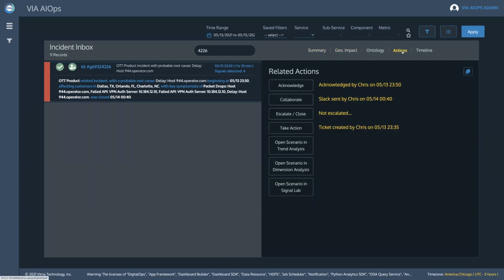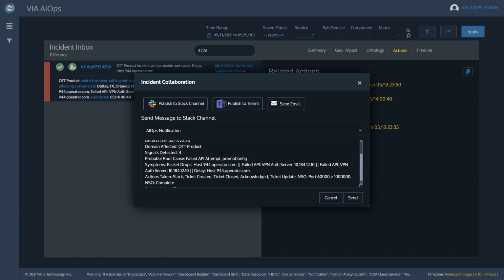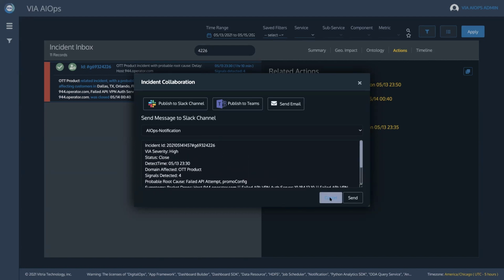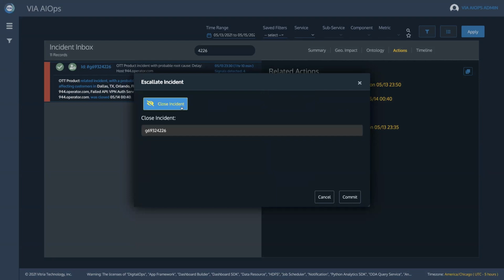So incidents can be managed right through. So you see who owned it and took the actions, or it can be automated. We can have different collaborations to Slack, Teams, email. We send the correlated information into the collaboration channels. We can also close an incident if it's been resolved.